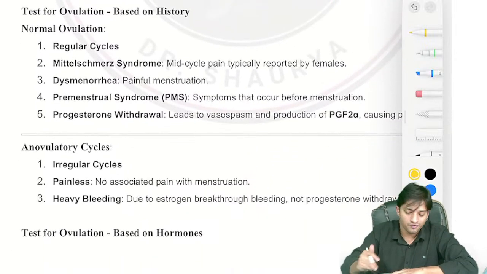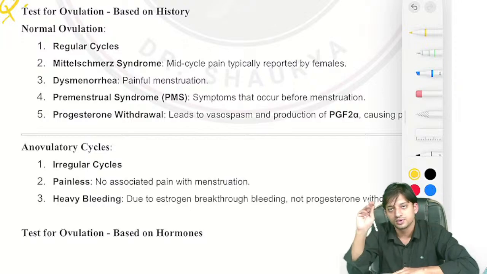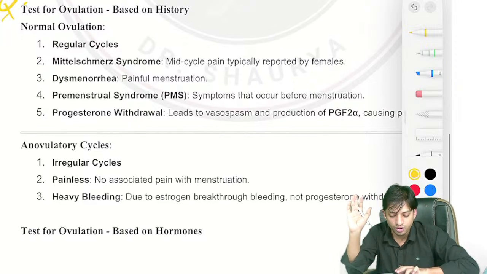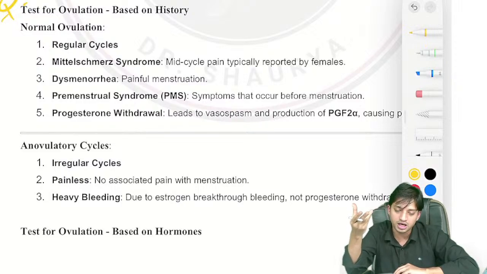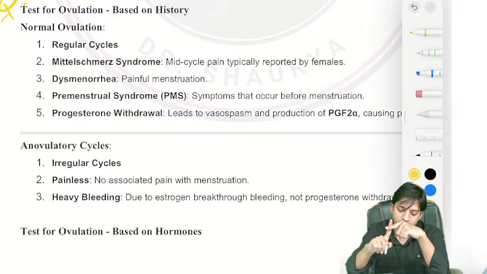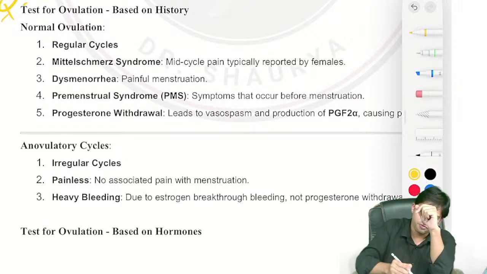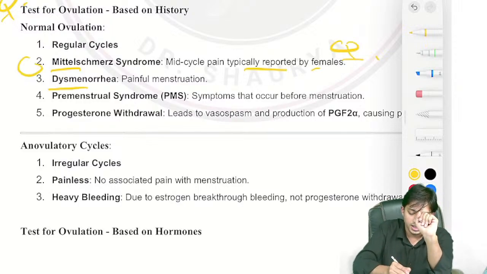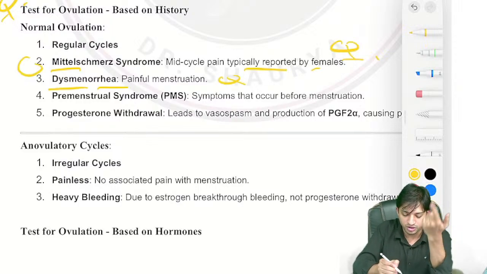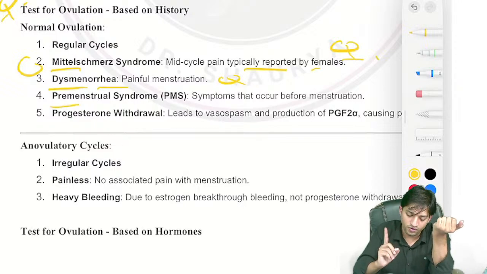Coming here to the tests of ovulation, again a question they have asked. One more important question point that we are going to cover is the test for ovulation. What are the tests and how will we determine that ovulation is taking place? So, mittelschmerz, mid-cycle pain felt and reported by the female, very important. They have asked you a one-liner, right? Dysmenorrhea, painful menstruation, again is a sign of ovulation.